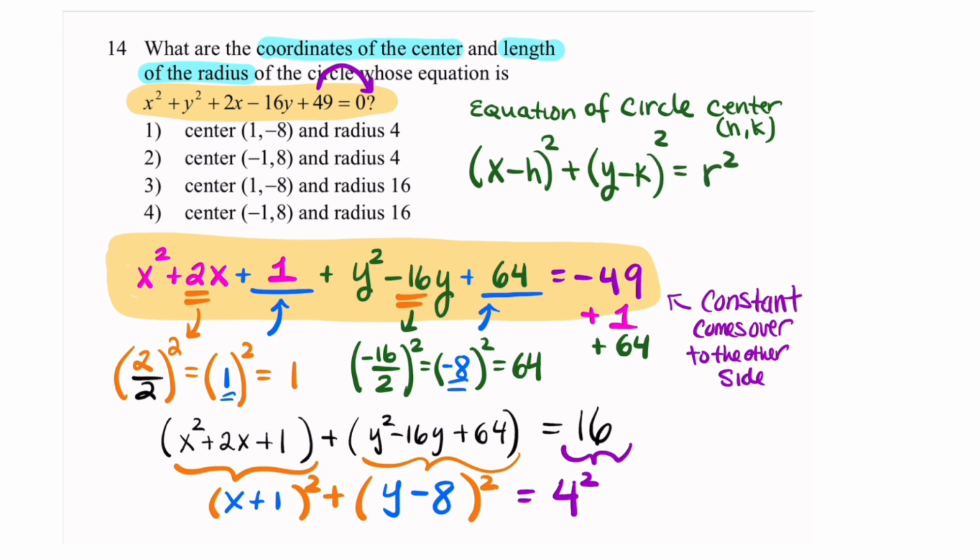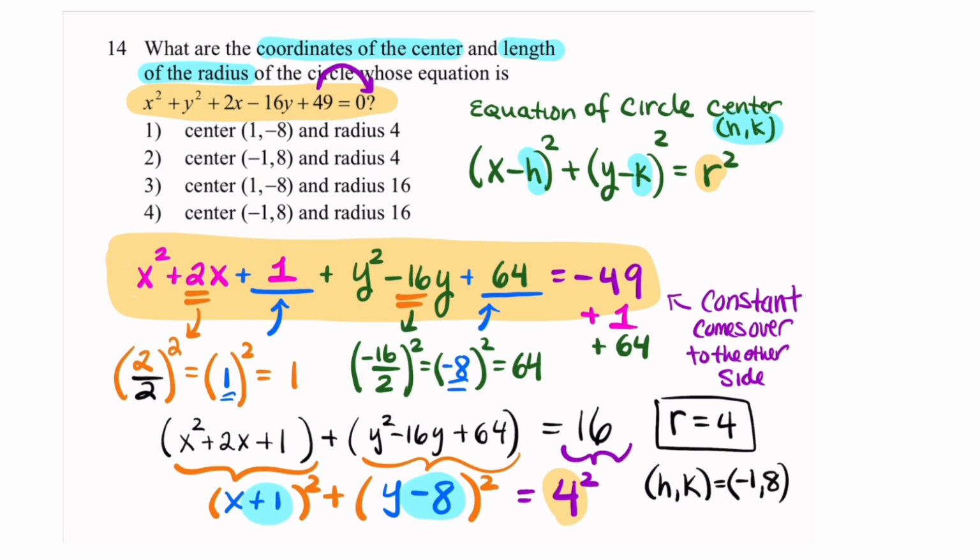X minus h squared plus y minus k squared equals r squared. And relating the hk to the formula in the numbers that we got in our equation, we can find both the center and the radius of our circle. So the radius is 4, and our center will be here, negative 1, 8. It's negative 1 because there was a sign change from our formula in h to a plus 1 in our equation. Choice 2 is the right answer. But a lot of distractors here, be careful.